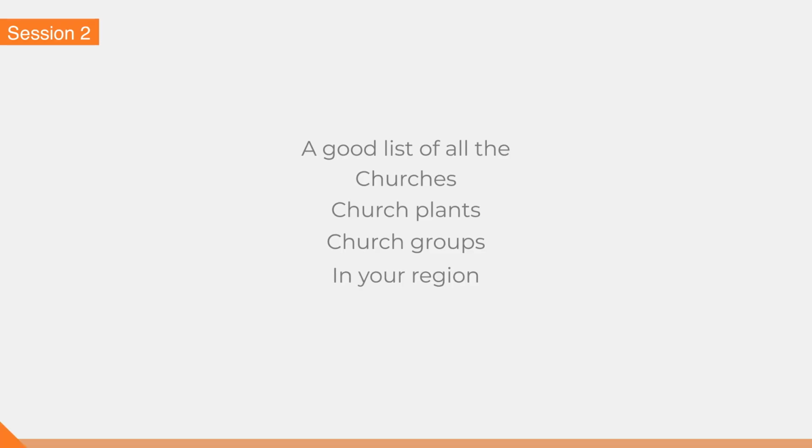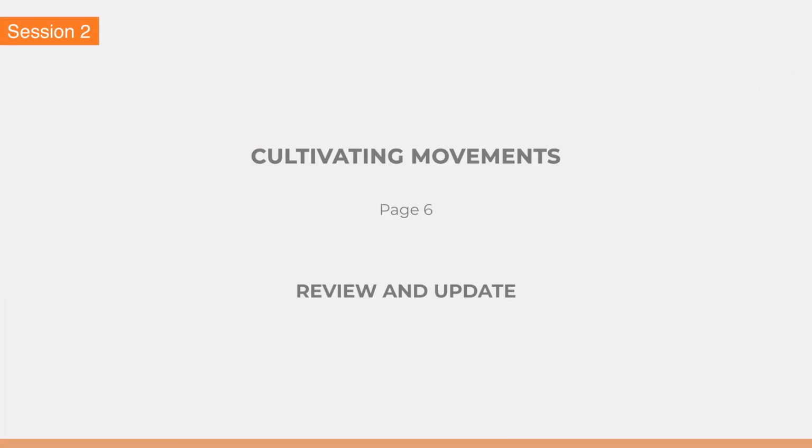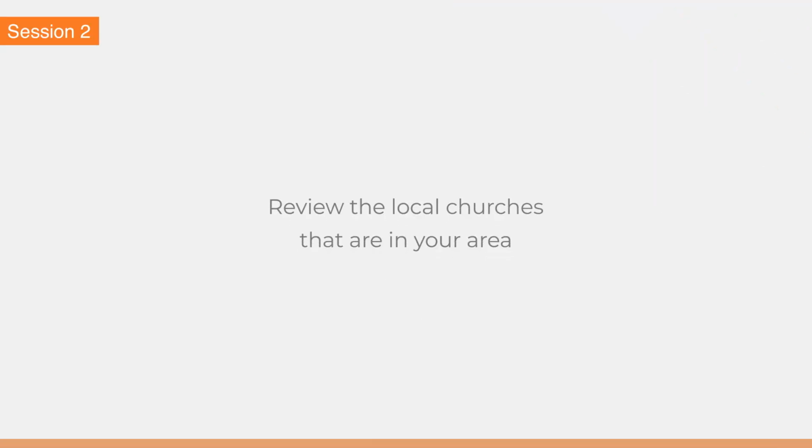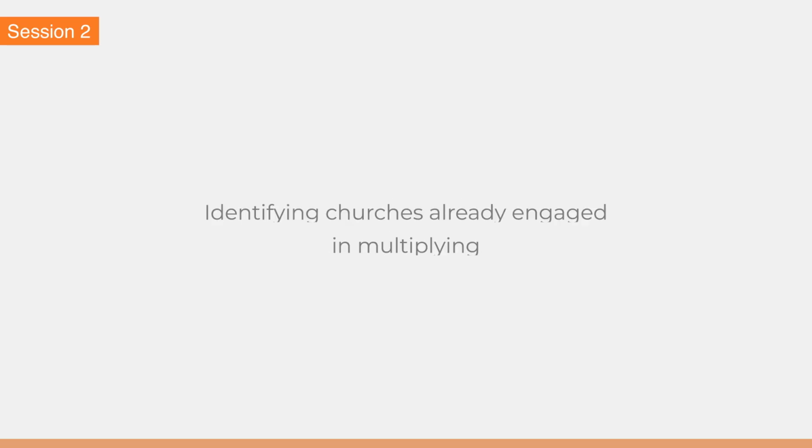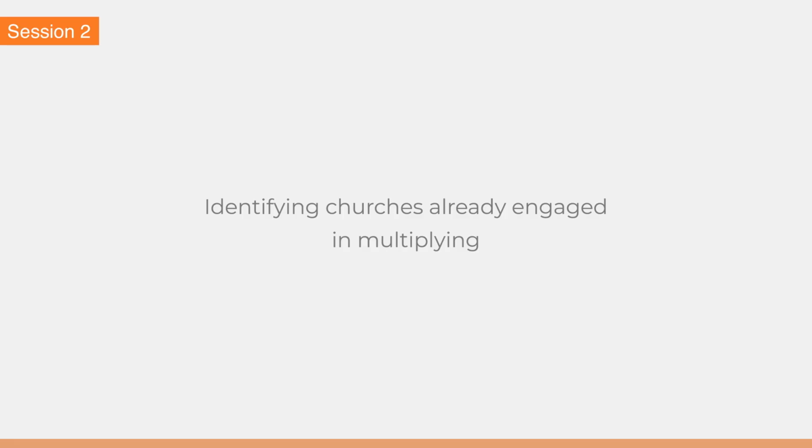Then the first thing that you'll do, page 6 of your conversation guide, is review the local churches that are in your area. That will include the church plants, the companies, the hand churches, a term used in some Pacific countries. You will review the local churches in your area, identifying in particular those churches that have already restructured their Bible classes and are actively engaged in trying to multiply disciples and multiply groups.